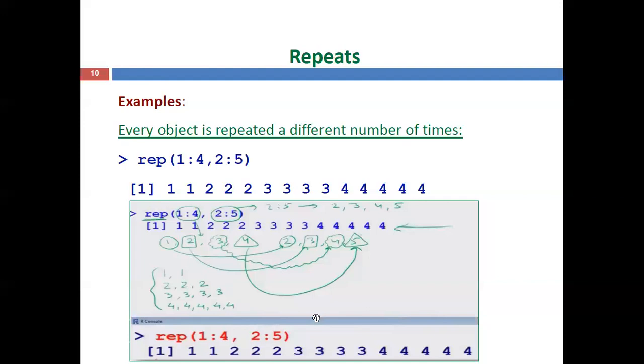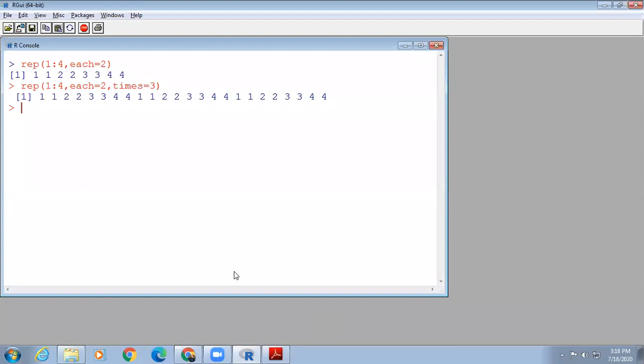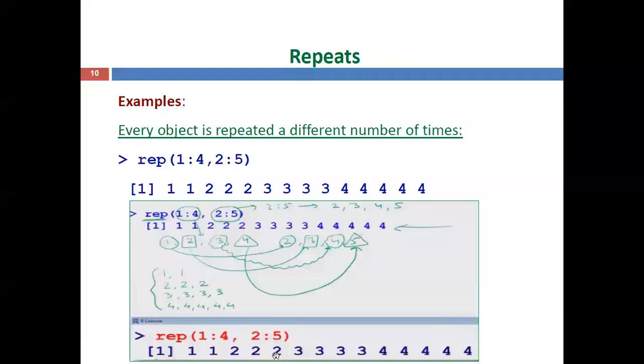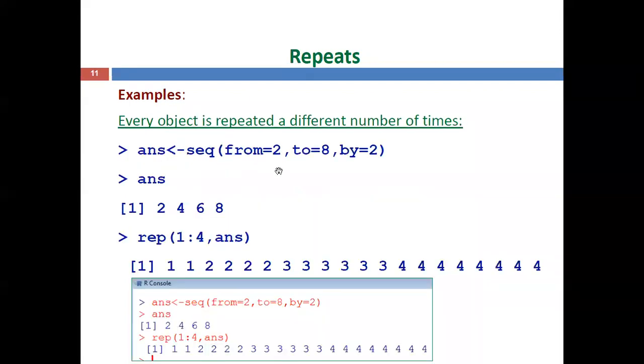Now we will also run this command. Here we repeat the data 1 to 4, each one a different number of times. Now you can see 1 is repeated 2 times, 2 is repeated 3 times, 3 is repeated 4 times, 4 is repeated 5 times. This is the output, and this is the explanation. This is the output screen copied from our software after execution. Then coming to another example, every object is repeated a different number of times, same as the previous one.